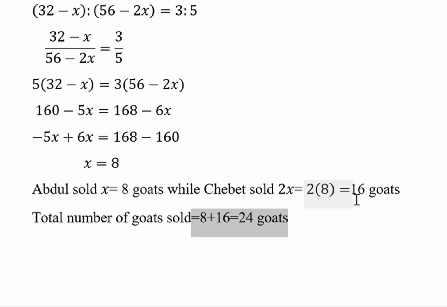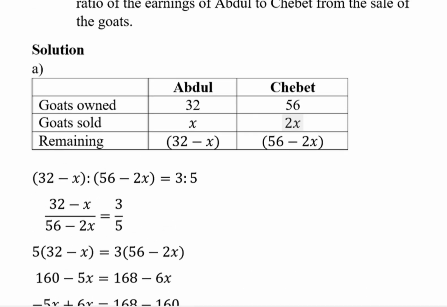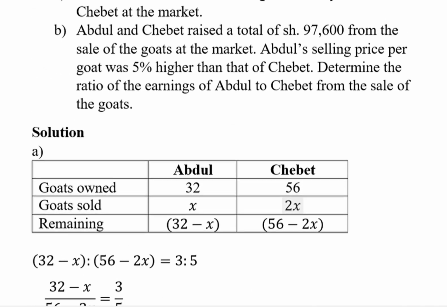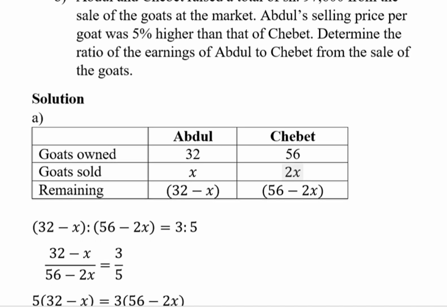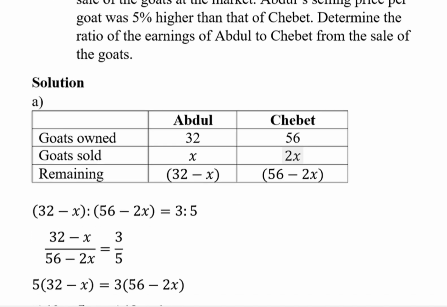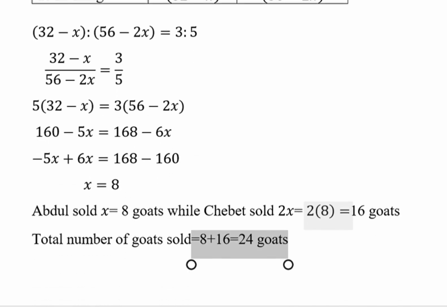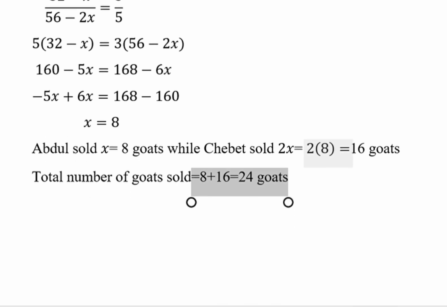That is question A done. We now come to question B, which requires us to determine the ratio of the earnings of Abdul to Chebet from the sale of the goats. So we shall start by saying, let Chebet's selling price be equal to T.